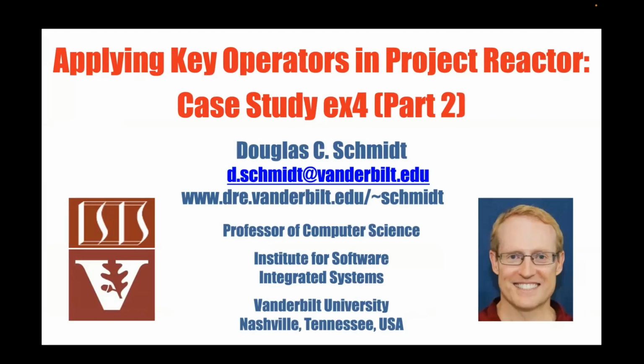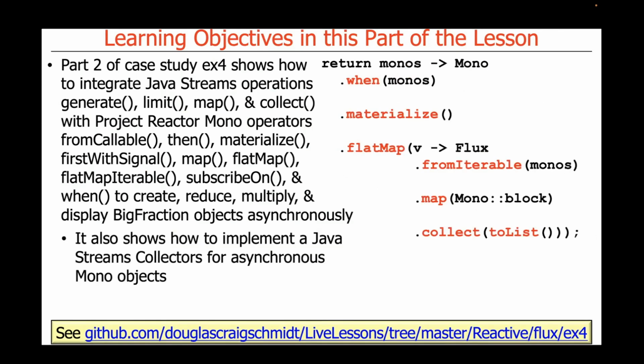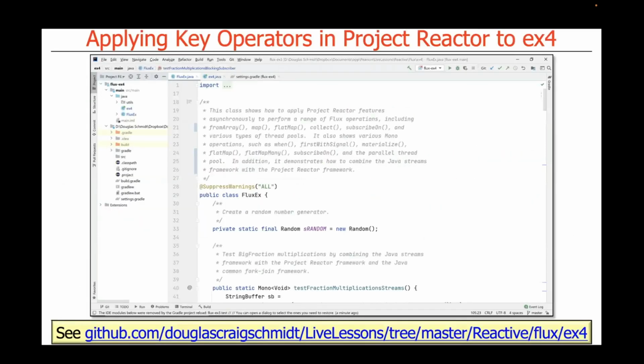So we're now going to talk about part 2 of case study EX4. This picks up where we left off with part 1 and shows a boatload more ways of being able to integrate streams with Project Reactor features. It also shows how to do some other interesting things that we're going to talk about in just a second. You can find this example once again in the EX4 project in my reactive Flux folder in my LiveLessons GitHub repository.